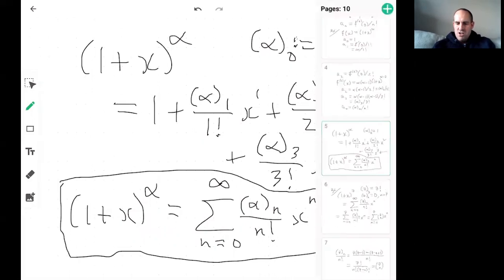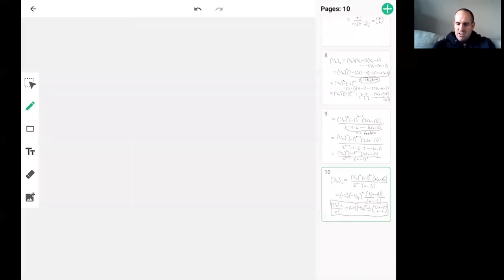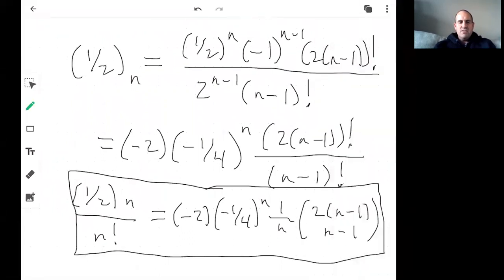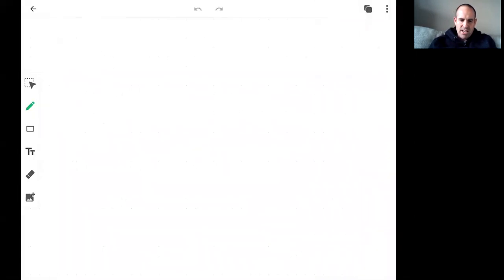But that wasn't all. We needed specifically to know what was going on with alpha Pochhammer symbol n, or alpha falling factorial n, over n factorial, because that's what appears in the general binomial theorem back there. And we came up with this formula after a little bit of manipulation. Okay, so let's use all these facts to come up with our ultimate conclusion here. So let's start a new page.